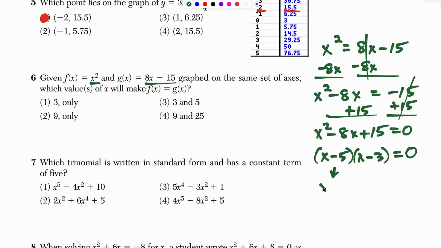Now, this first factor, when we set it equal to 0, gives us a root of x equals 5. And the second factor, set equal to 0, gives us x equals positive 3. So we'd have two solutions here, 5 and 3. So choice 3 is our answer.